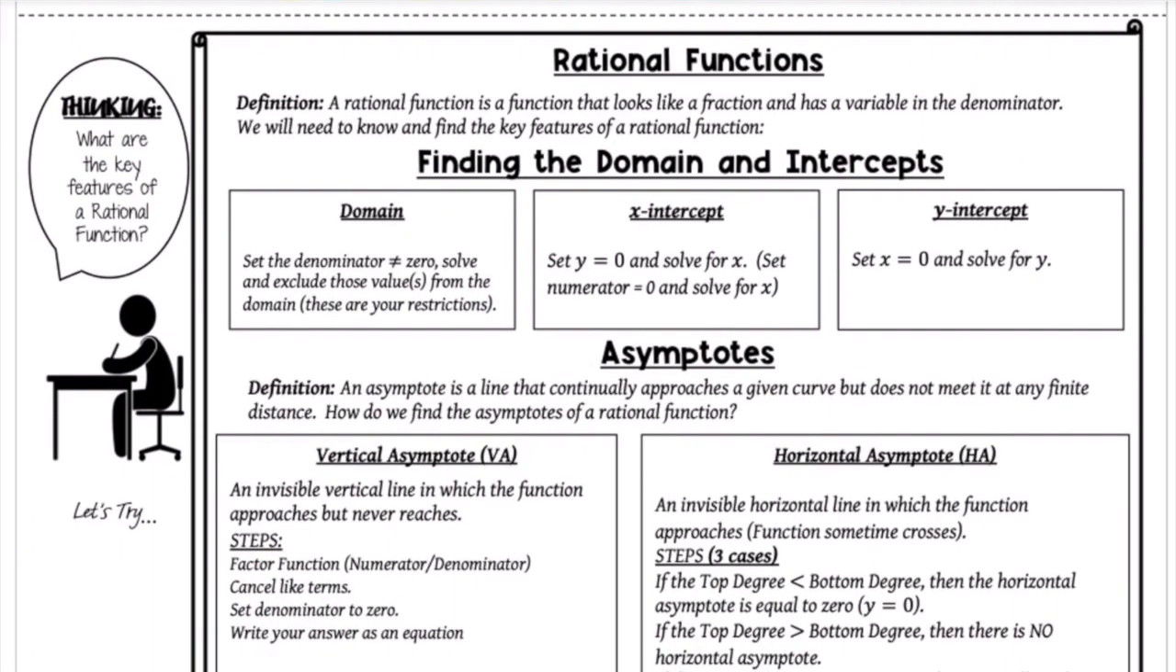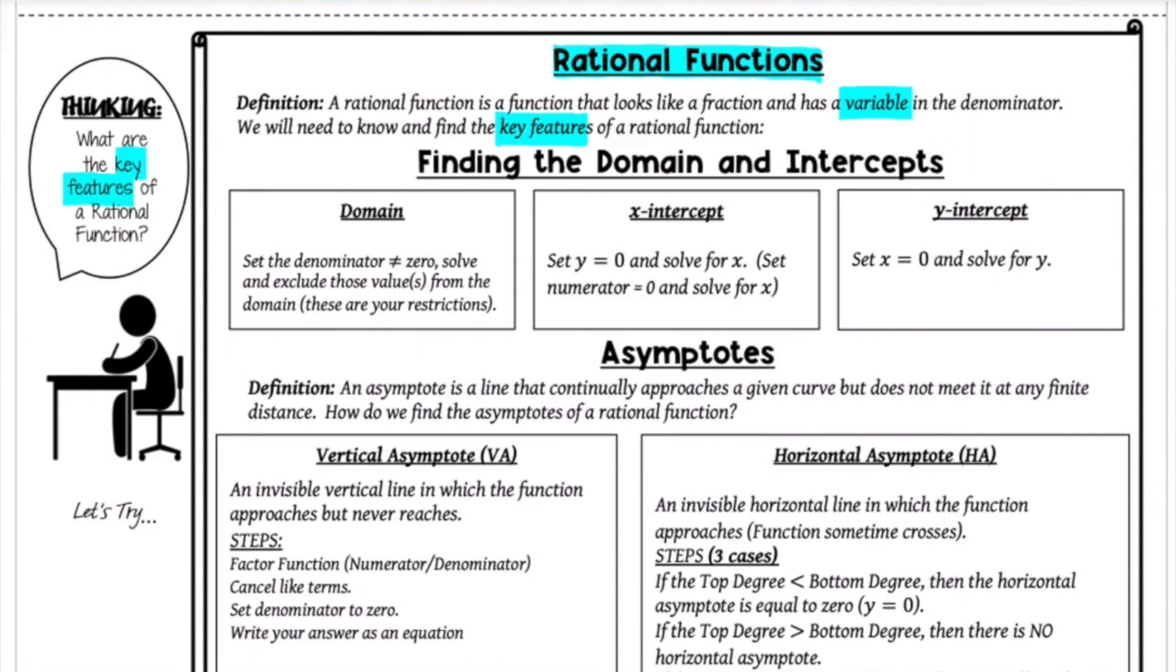So what is our thinking for today? What are the key features of a rational function? So a rational function is a function that looks like a fraction with a variable in the denominator. We will need to know and find key features of rational functions. So what are our key features?